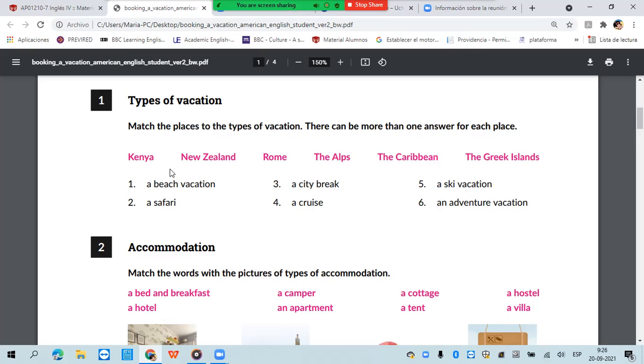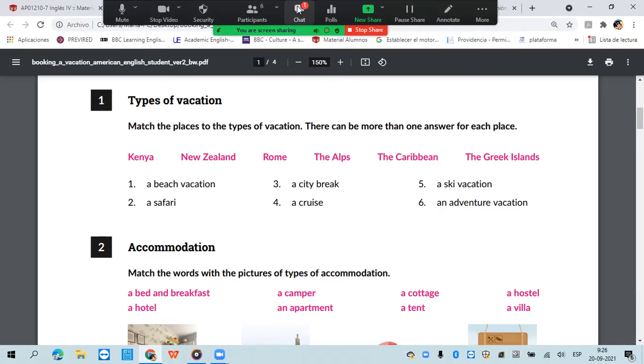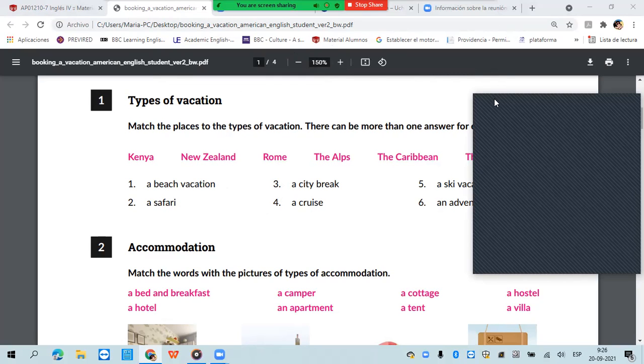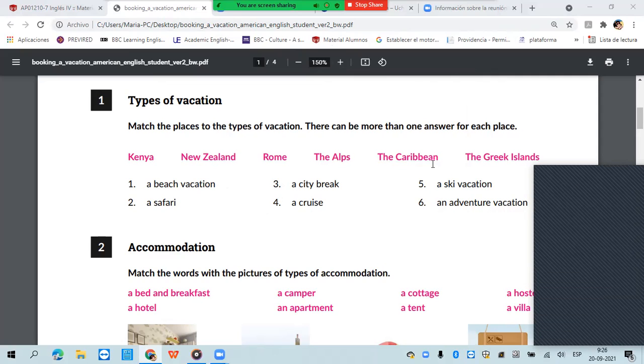What place, or what places, do you think could be matched to a beach vacation? The Caribbean. New Zealand, good. Greek islands. Okay. Maybe New Zealand, maybe the Caribbean and the Greek islands.